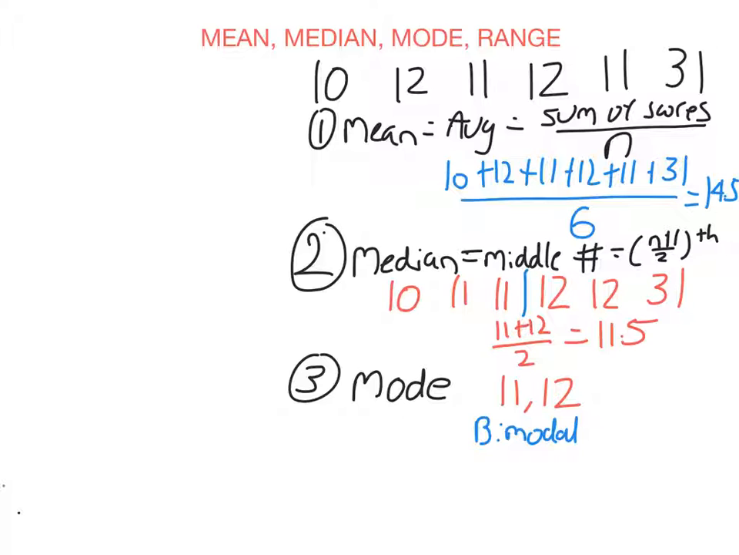Now the mean, median, mode, they're all about telling you the center of the data. They're different calculations, but the idea is to give you an indication of where the center of your data is. The range, however, is different.